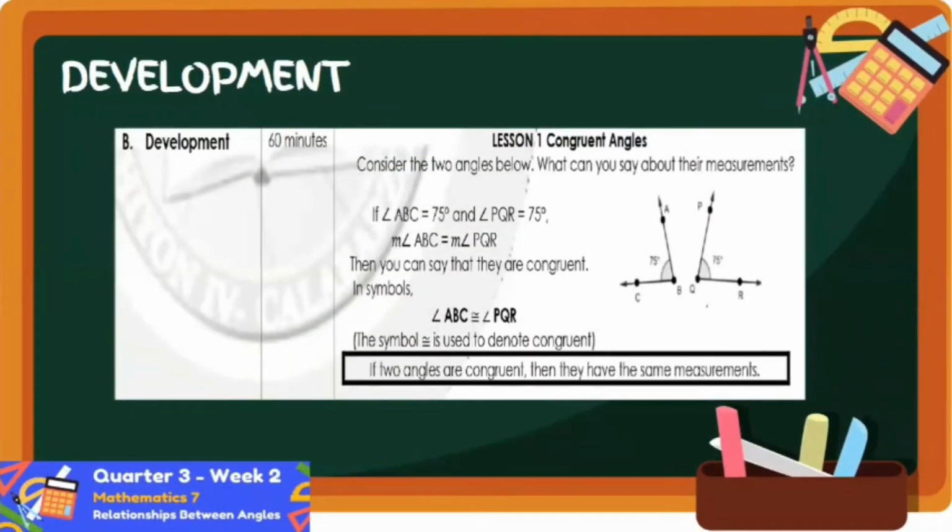Lesson 1. Congruent angles. Consider the two angles below. What can you say about their measurements? If angle ABC is equal to 75 degrees and angle PQR is equal to 75 degrees, the measure of angle ABC is equal to the measure of angle PQR. Then you can say that they are congruent. In symbols, angle ABC is congruent to angle PQR. The symbol ≅ is used to denote congruent. If two angles are congruent, then they have the same measurements.